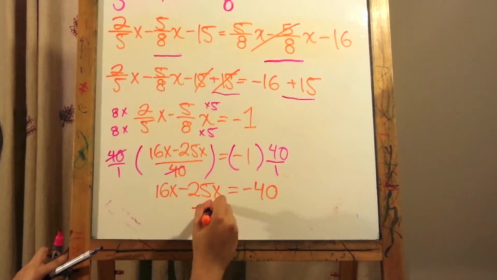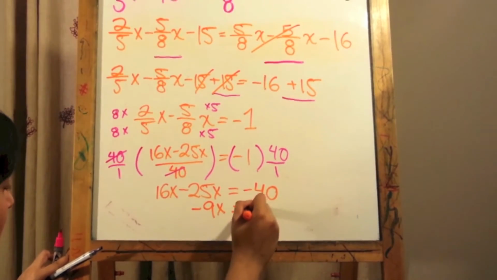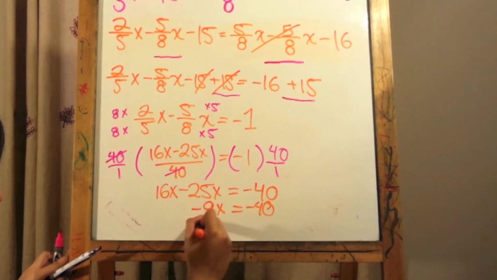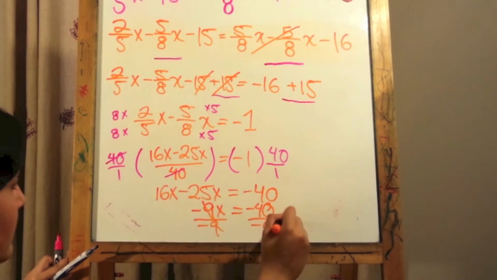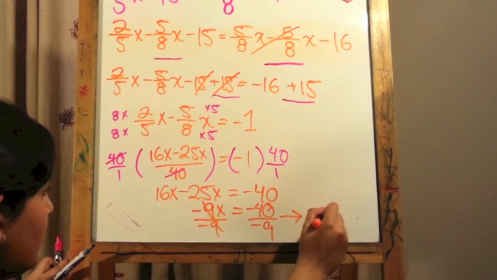Now we collect like x terms. 16x minus 25x equals negative 9x. Now isolate the variable, dividing negative 9 on each side. Therefore, you're left with x equals positive 40 over 9.